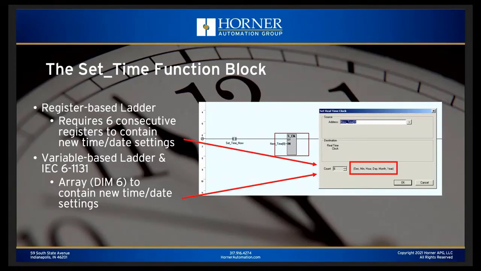If you're using variable-based ladder or IEC 61131, another option, or maybe a better option, is to set up a variable as an array or a dimension variable with a dimension of 6, so that those 6 values for seconds, minutes, hours, date, month, year can be in consecutive indexes or consecutive entries in an array. So that's what you can do for that approach. So that's the last method, if you will, of being able to set the time and date.